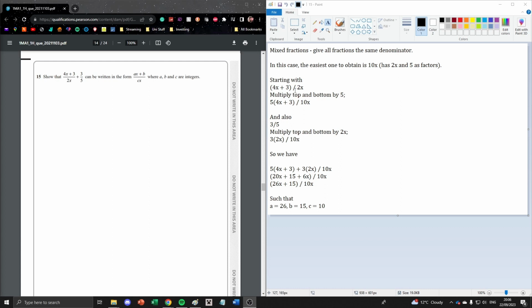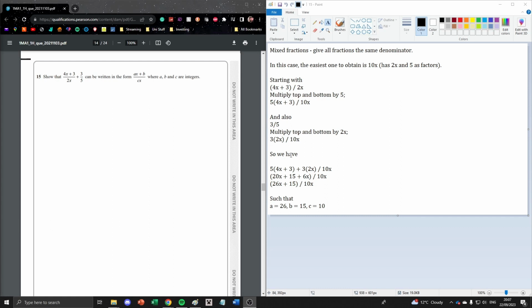And so we'll change that over now. If we start with 4x plus 3 divided by 2x, we simply multiply the top and bottom by 5, which we can do, and that doesn't change the value of the fraction. So we end up with 5 brackets 4x plus 3 divided by 10x. And then for 3/5, we multiply the top and bottom both by 2x. So we get 3 times 2x divided by 10x.